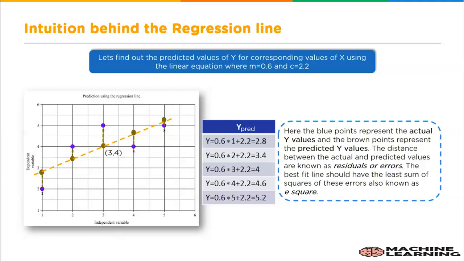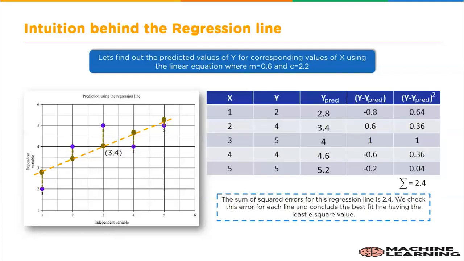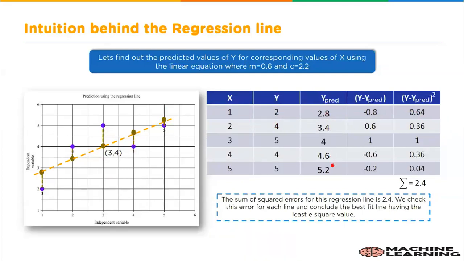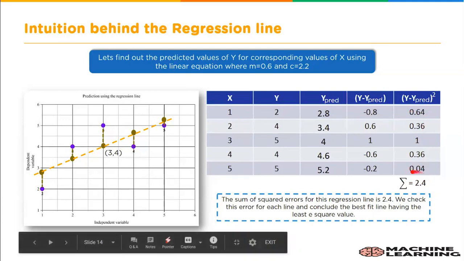Now check this one. We have the x value, y value, and y pred. Pred means the value you get from the formula. Then the difference is actual minus predicted. Some differences come out minus and some plus. If you add them directly, the minus and plus values cancel each other out, and sometimes they say there are no errors. When you square these and then add them, this should be minimum for a best fit line.